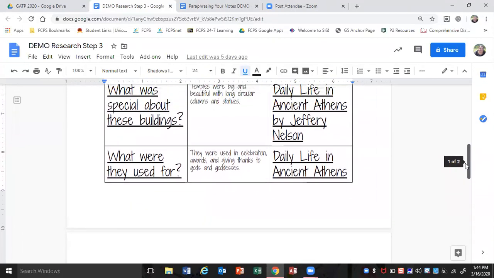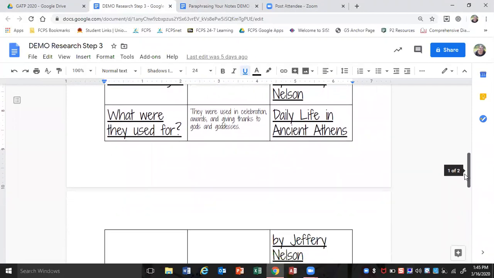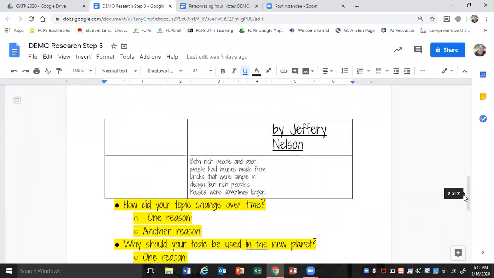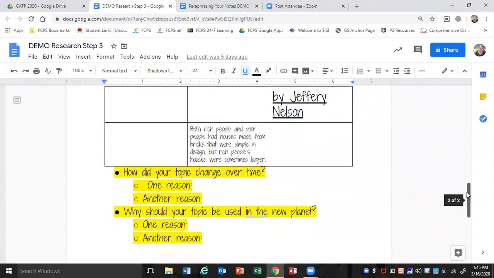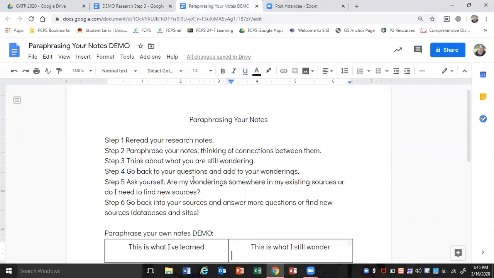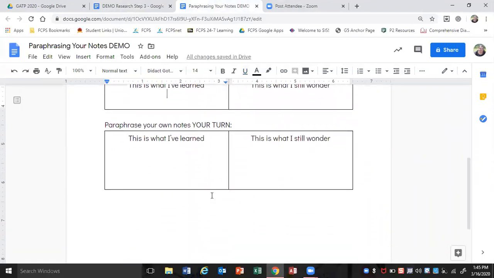I have a little bit of information about temples and the design that was used to create a temple. And in that article, it also talked about how temples could be used for celebrations, awards, or thanking gods and goddesses. And then I have one more note about the houses that people lived in and how rich people and poor people usually had similar houses, and usually the design was important to the house, like with the courtyards and the windows and how they tried to use those to help people feel more comfortable.